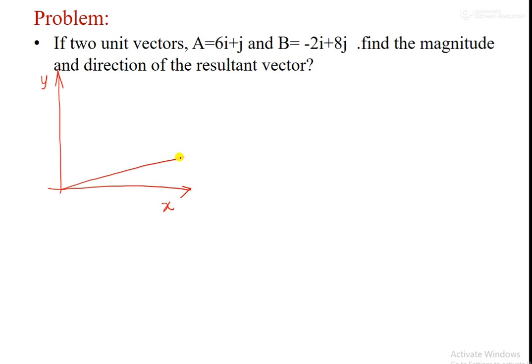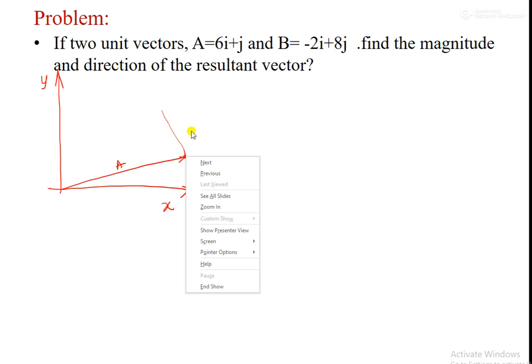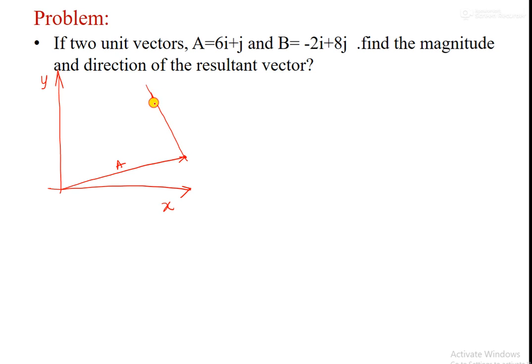Suppose this is the A vector, and there is one more vector starting like this, vector B. Now the resultant can be like this. This is the resultant. If this is making some angle, we have to find this one and this one. What is this and what is this?